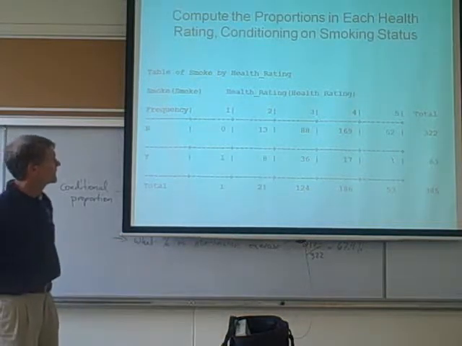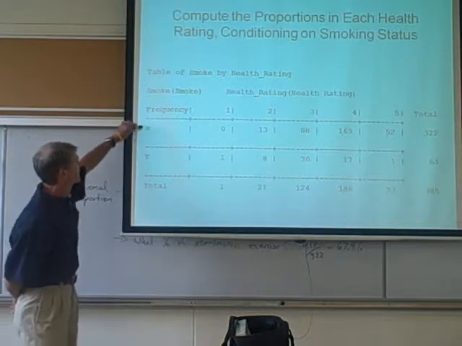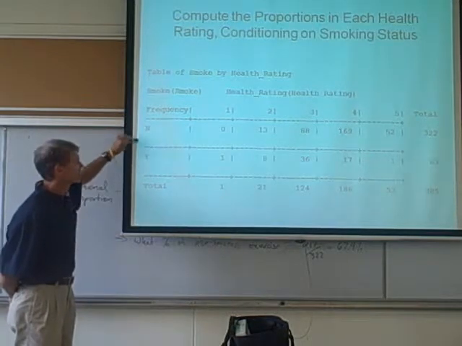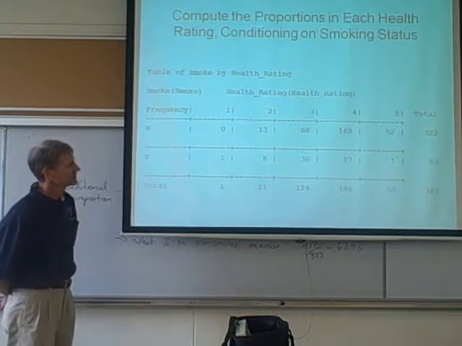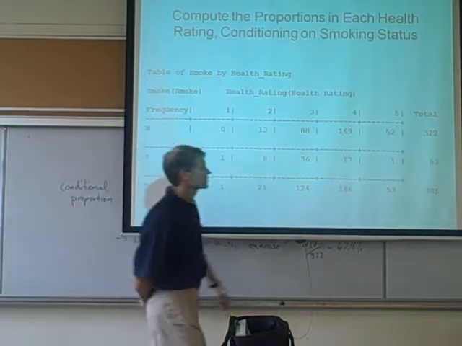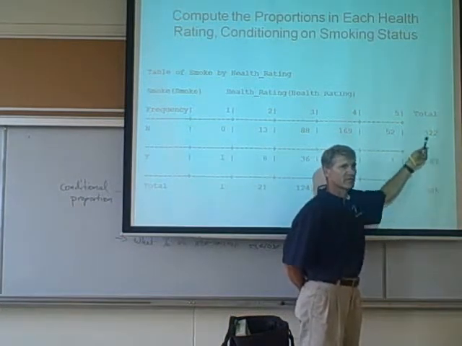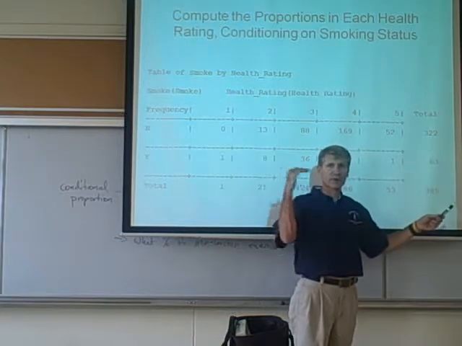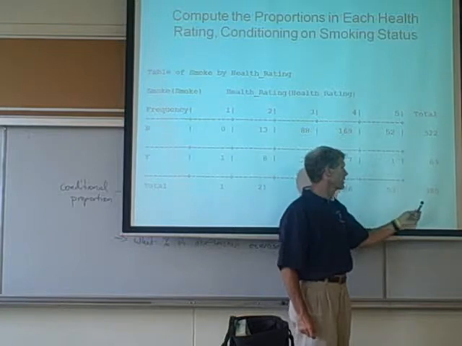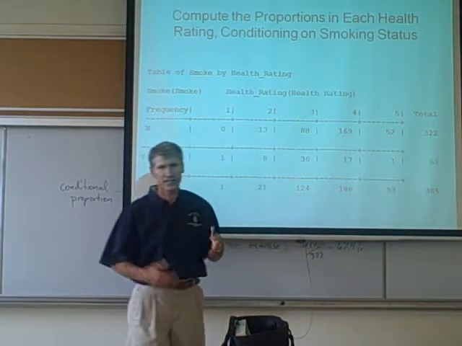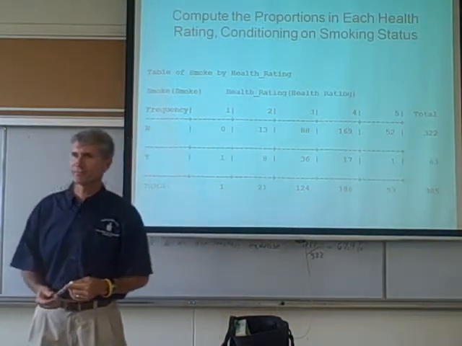Okay, this is health rating by smoking status. So top row is non-smokers, bottom row is smokers. Notice that you have the same row totals that we had before, because I have the same row variable. 322 and 63, same grand total. But now my column totals are all different because I have a different categorical variable there. Okay.